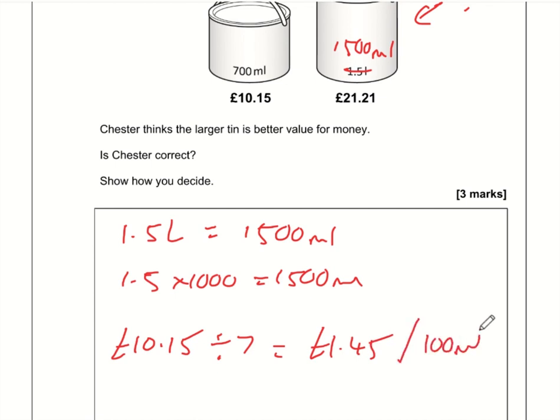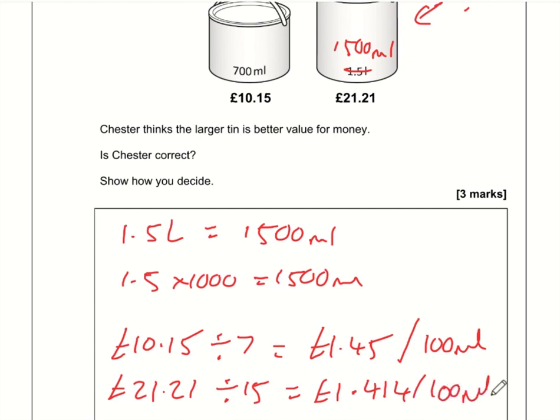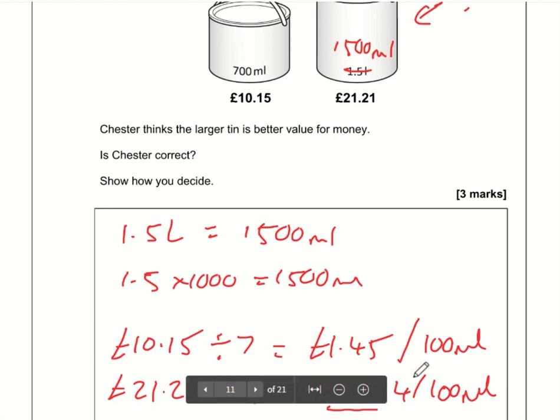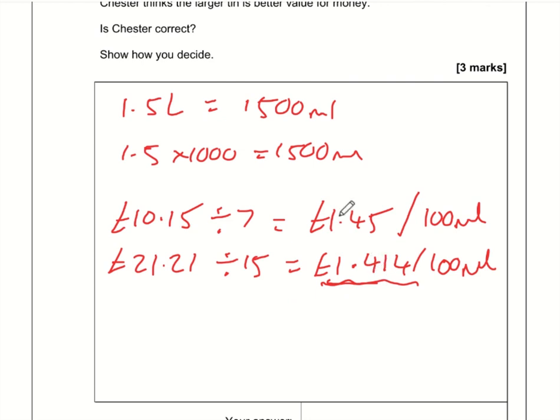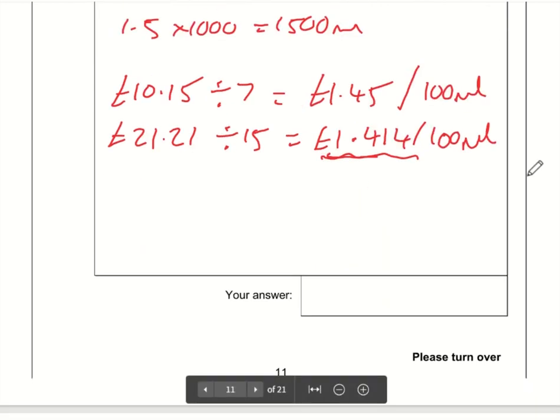So I'm going to do exactly the same thing for the larger one, which is 2121, and this is going to be divided by 15, and that comes to 1.414 per 100 millilitres. So which one is cheaper? Well, we can see, scroll up a little bit, that the larger one is cheaper. Is Chester correct? Well, the answer is yes, he is.